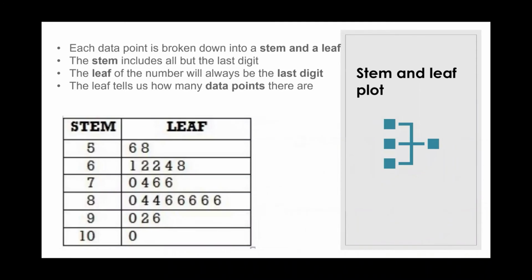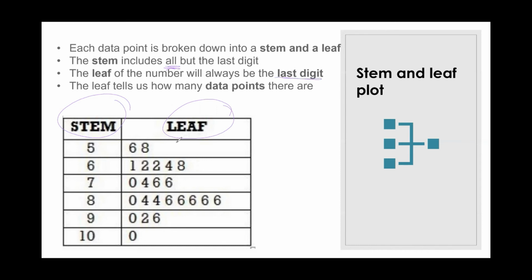The next one we're going to talk about is a stem and leaf plot. I'm sure you haven't heard of this before, but it's pretty easy once you learn the system. Each data point is broken down into a stem and a leaf. And typically it will say stem and leaf, but if it doesn't, just know that the first number is the stem, the second is the leaf. The stem includes all but the last digit. And the leaf of the number will always be the last digit.